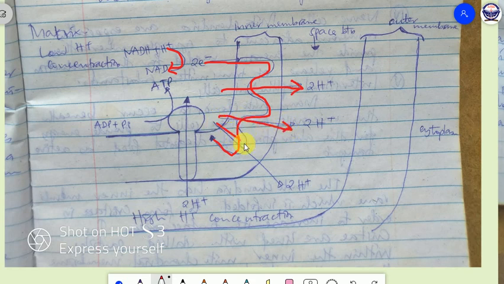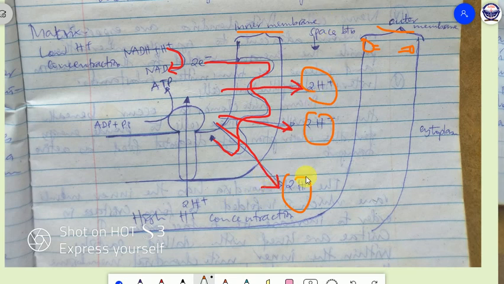Tuna protein nyingine tena pale inapump hydrogen kuja. So we'll have how many? We'll have 1 pair, second pair, third pair, first pair, second pair, third pair of hydrogen. This is the space between membranes, because this is the inner membrane, this is the outer mitochondrial membrane. Membrane kama unavyojua ni phospholipid bilayer. Phospholipid bilayer maana yake hapa tuna phospholipid na huku pia tuna phospholipid. So hii hapa ni inner, hii ni intermembrane space.